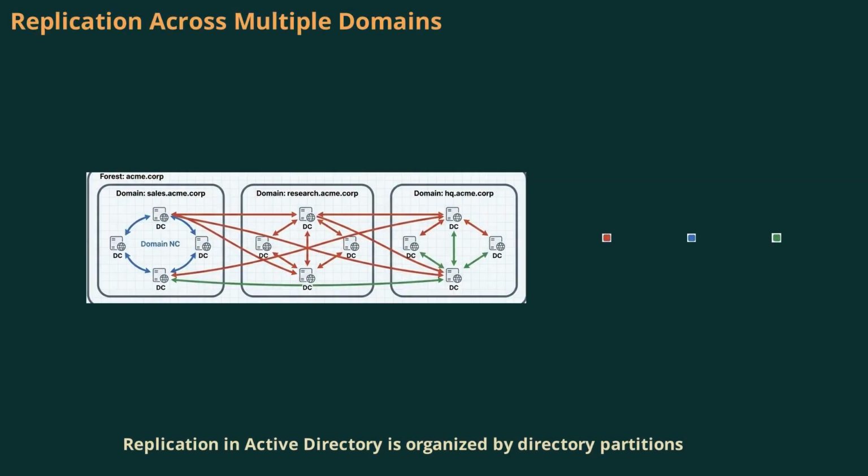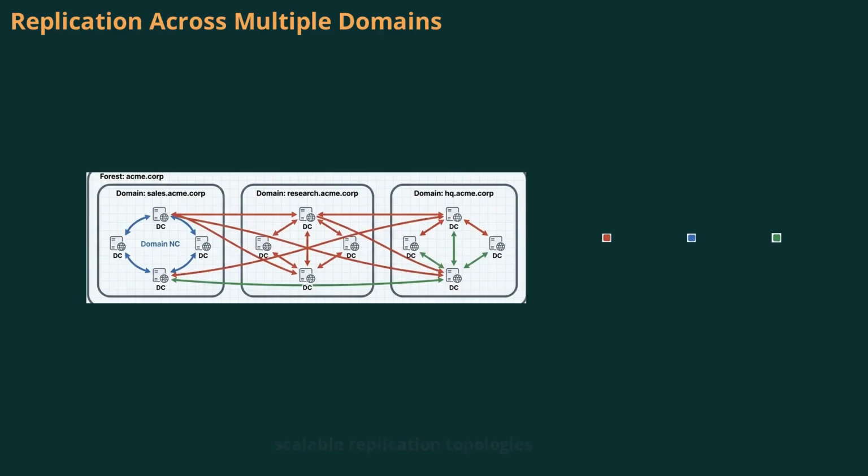Replication in Active Directory is organized by directory partitions, also known as naming contexts. Each partition has a specific replication scope. The schema and configuration naming contexts replicate to every domain controller in the forest, while domain naming contexts replicate only within their respective domains. Application naming contexts have administrator-defined scopes. Understanding these boundaries is essential for designing efficient, scalable replication topologies.